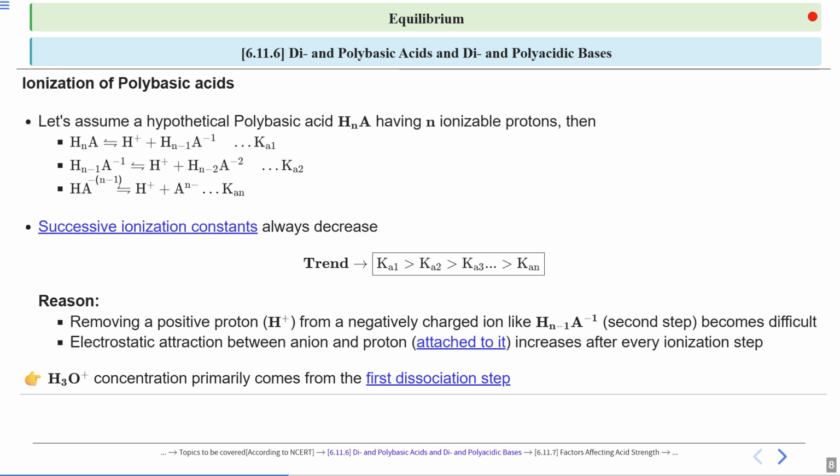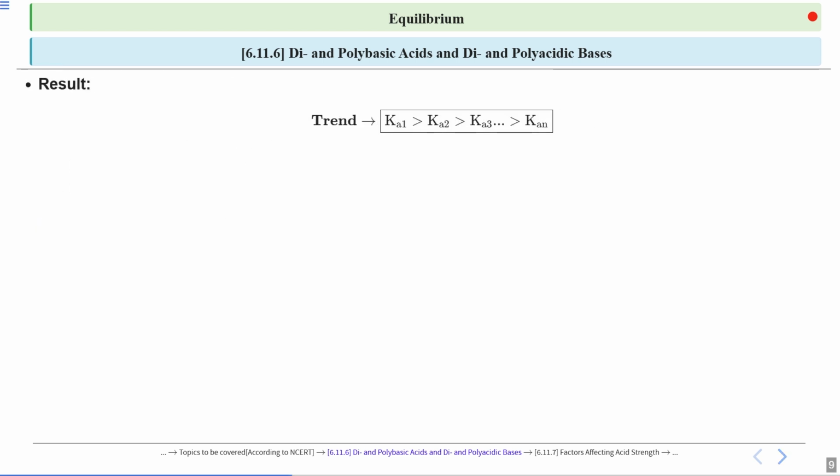And a second important point I would say is that most of the H plus that you would see in the solution will be coming from the first ionization, because the second and the next successive ionizations are almost negligible, right? As a result, most of the H plus concentration is coming from the first dissociation step. I hope this point is clear to you. Got it? Now moving on further, we have this result. Can we see some examples of it?